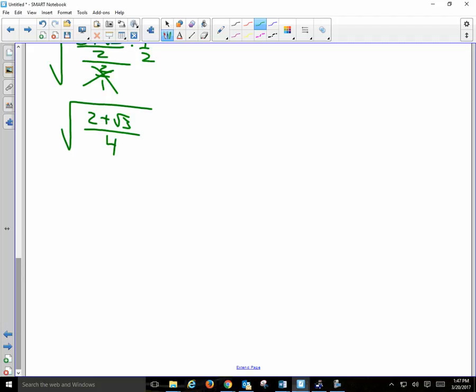Can you take the square root of the bottom? Yes. Can you take the square root of the top? So we have the square root of 2 plus the root of 3, all over 2. So that's a new option for you. You've never seen a complex radical before. But a radical in a radical, there's nothing you can do about it. It's just the way it is.